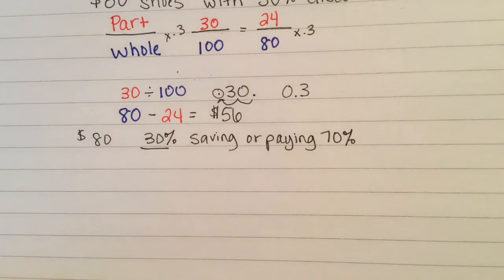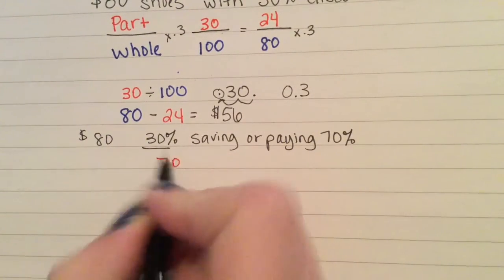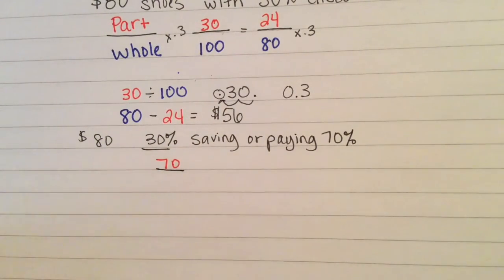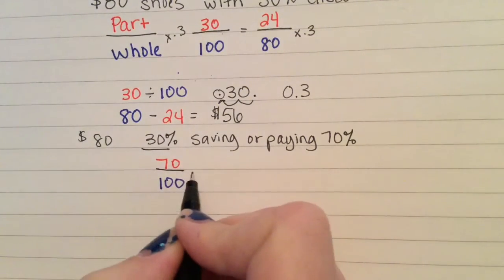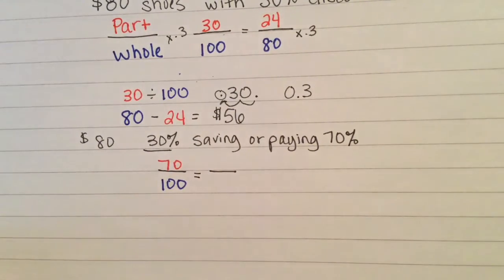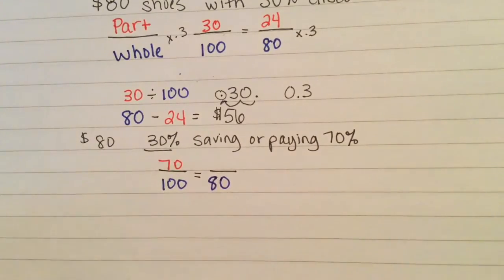So we set up our ratios just like before. 70% is written as 70 over 100. In this imaginary world, I don't know how much I'm actually paying, so I need to set up my second ratio. I don't know how much I'm going to pay, so I'll leave the top blank, but I do know that 100% of the cost of the shoes is $80.